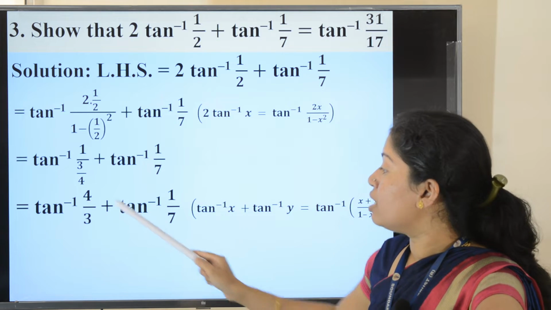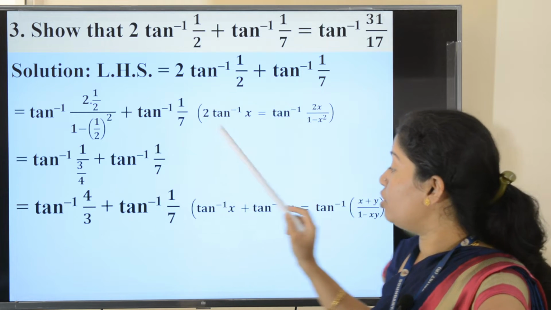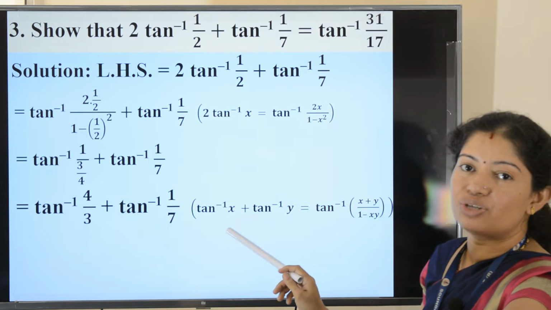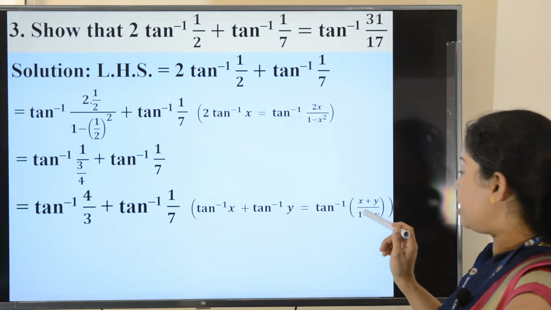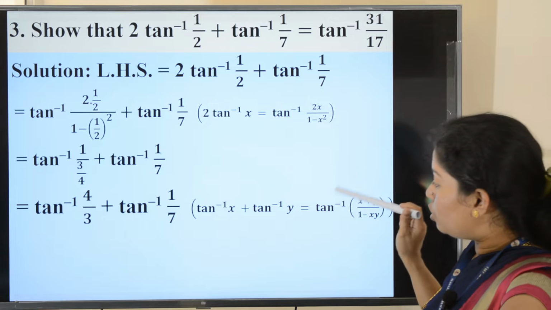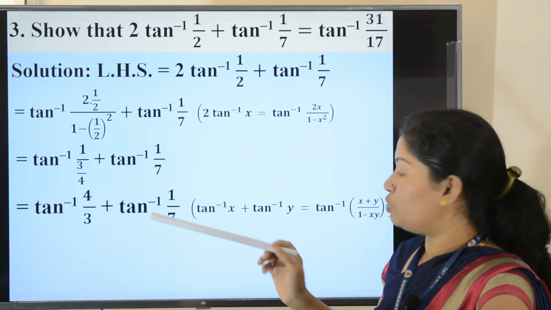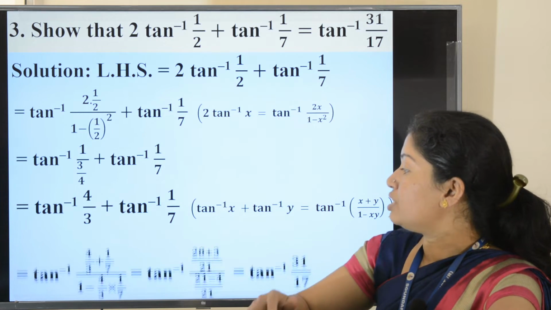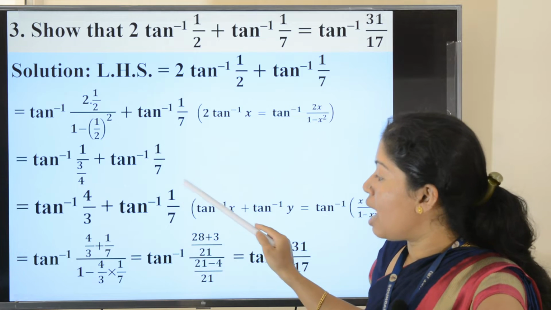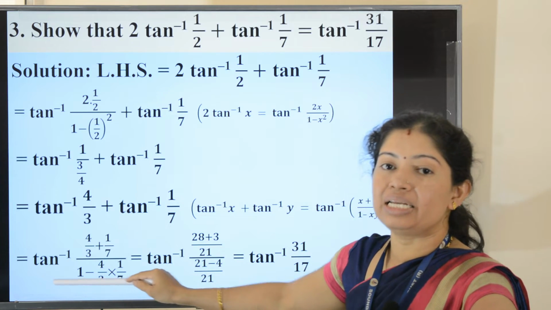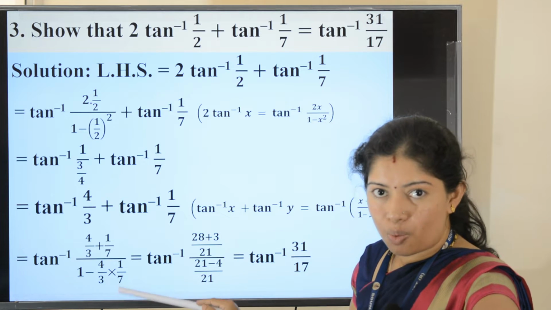Now you have the sum of two inverse tan functions. Now you can use this property: tan inverse of x plus tan inverse of y is equal to tan inverse of (x plus y) divided by (1 minus xy). So use this property here and simplify further. So it will become what? Tan inverse of, you need to add these two values. So (4 by 3 plus 1 by 7) divided by (1 minus 4 by 3 into 1 by 7).